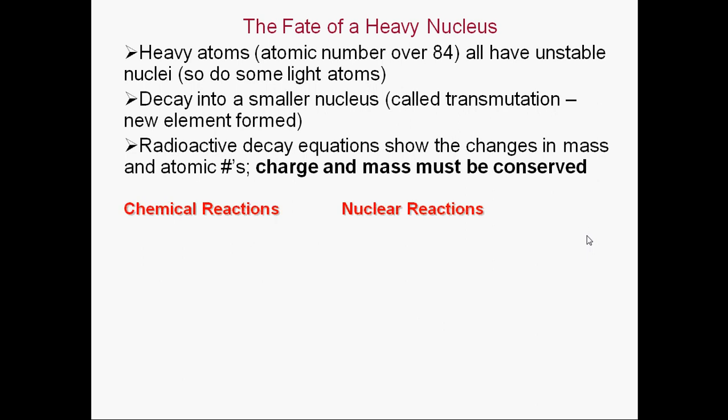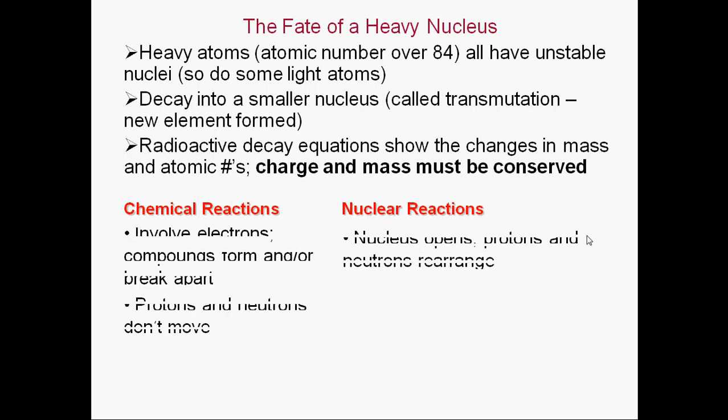Okay, so to compare chemical and nuclear reactions really quickly. Chemical reactions, we're just talking about exchanging electrons. Electrons are the only things that really do anything in chemical reactions. Our nuclei just kind of sit there and don't do a whole lot. Whereas in nuclear reactions, we actually start getting those protons and neutrons involved. We start messing with the nucleus of our atoms.